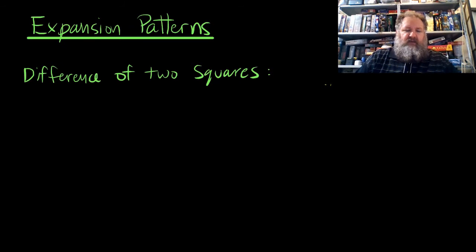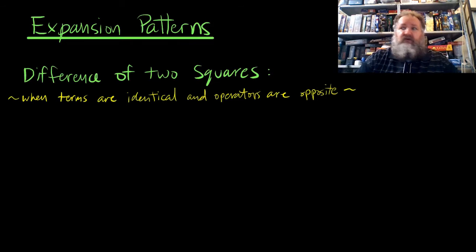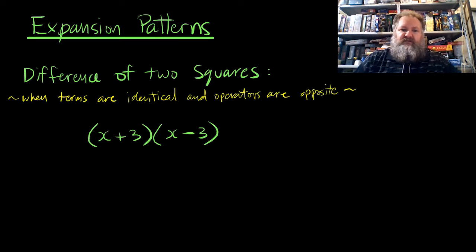Okay, so the way that you identify when this pattern can work for you is when you've got terms that are identical, but the operators are the opposite. So like this, there's a positive in the middle and there's a subtraction over here. So we've got a plus, we've got a minus, the operators are opposite, but we have identical terms apart from that. Okay, so let's have a look and see what happens. What is the pattern that appears?